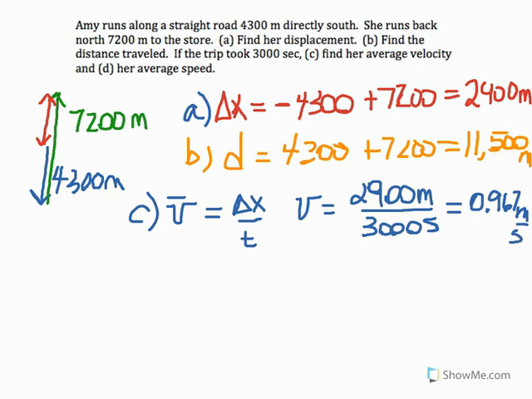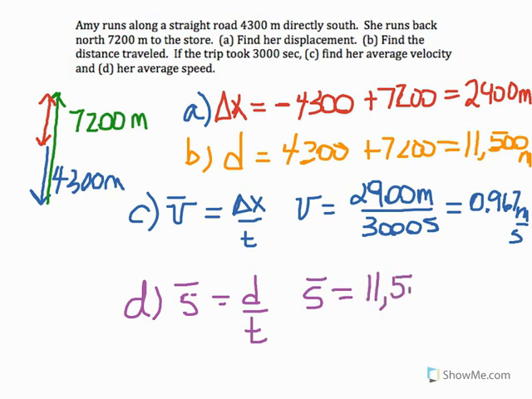Now let's compare that with her average speed. By definition, average speed is going to be the distance that you go divided by the time. And the average speed then is going to equal the distance, which was 11,500 meters, divided by the 3,000 seconds. And that's going to give us an average speed of 3.83 meters per second.